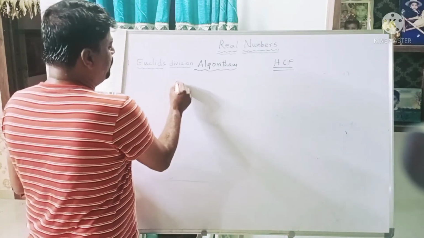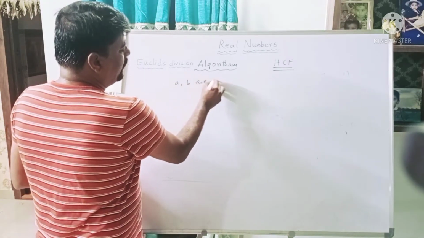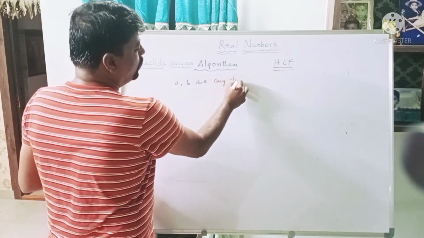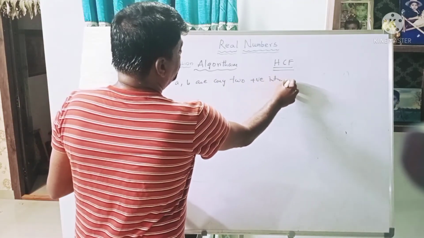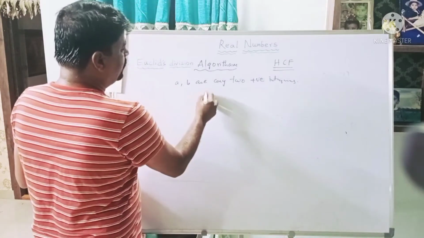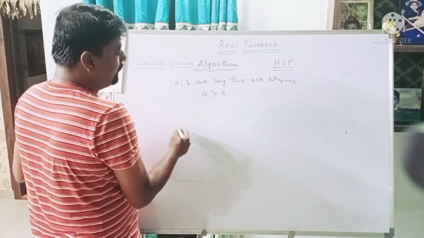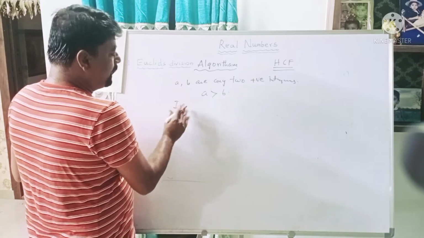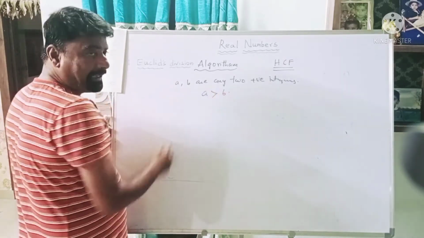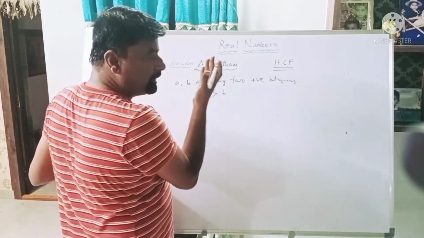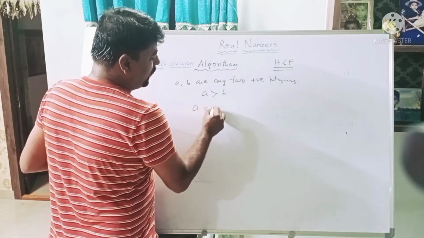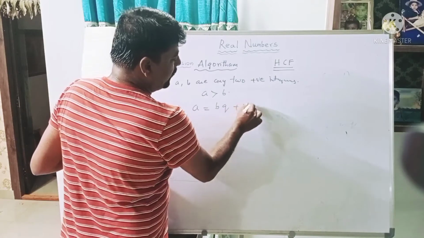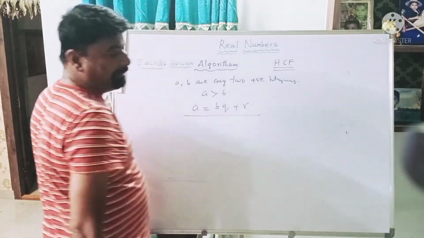Here, A comma B are any two positive integers, and the condition is A is greater than B. If A is greater than B, then according to Euclid's division lemma, you know that there exist Q and R, therefore A is equal to BQ plus R. So this is the division lemma.